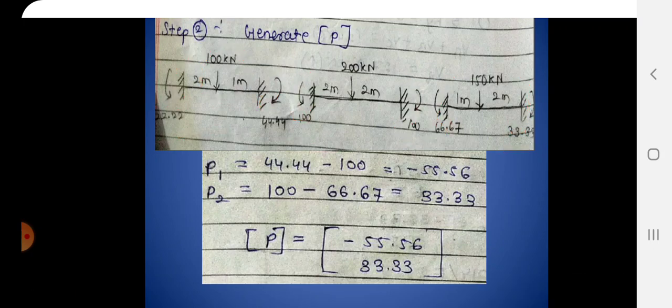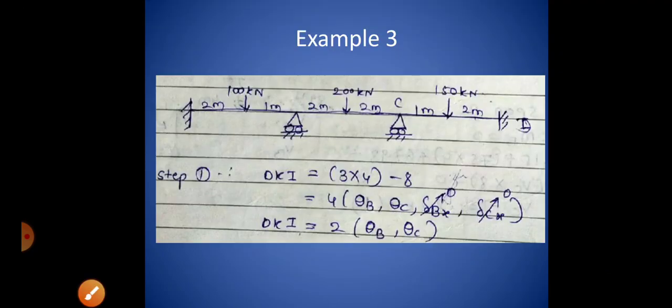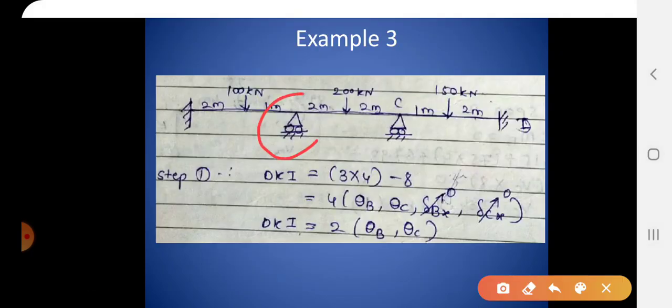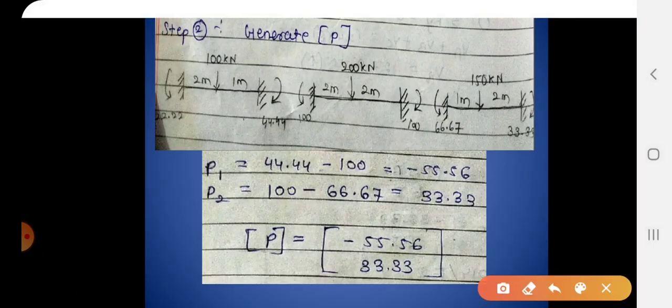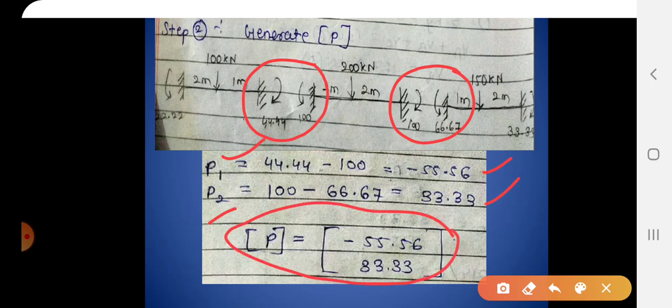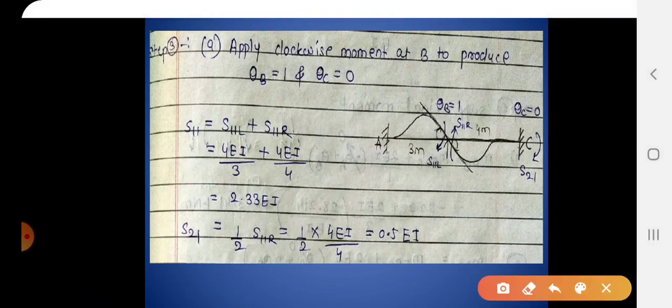Now what will be P1? Yes, you have to remember what was our first redundant, theta B and theta C. So our P1 value will be at B and P2 value will be at C. Okay, so total fixed end moment at B is P1 and total fixed end moment at C is P2. Okay, so you are having these values and P matrix is developed. Okay, generated.